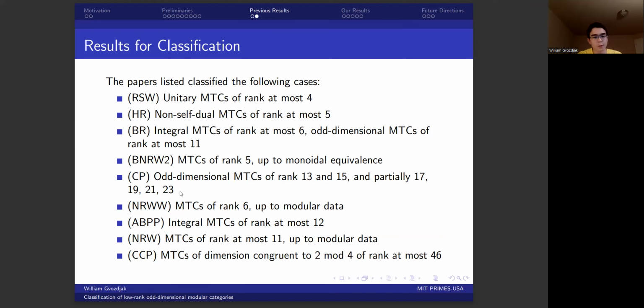You can see the history of odd-dimensional modular categories here as well, which were the algebraic structures of interest for us. I think in the early 2010s, it was shown that odd-dimensional modular categories of rank at most 11 were classified, as we said in the motivation. And then a couple years ago, odd-dimensional MTCs of rank 13 and 15 and partially 17 to 23 were classified.